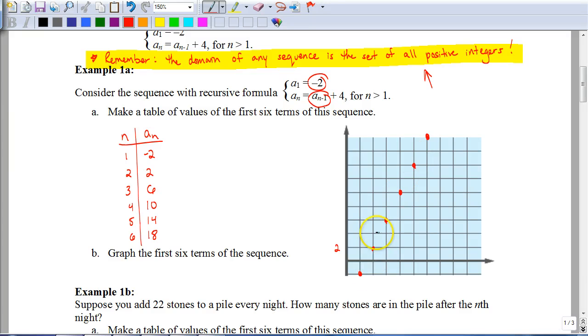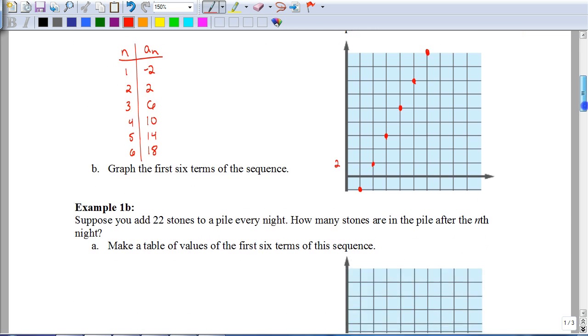So if I were to connect these with a line, that would be wrong, because really there is no such thing as a line. A line is essentially an infinite set of points. So by connecting these with a line, it's saying that you're including all the points in between them, which we don't want to do. So we would leave it just like that.